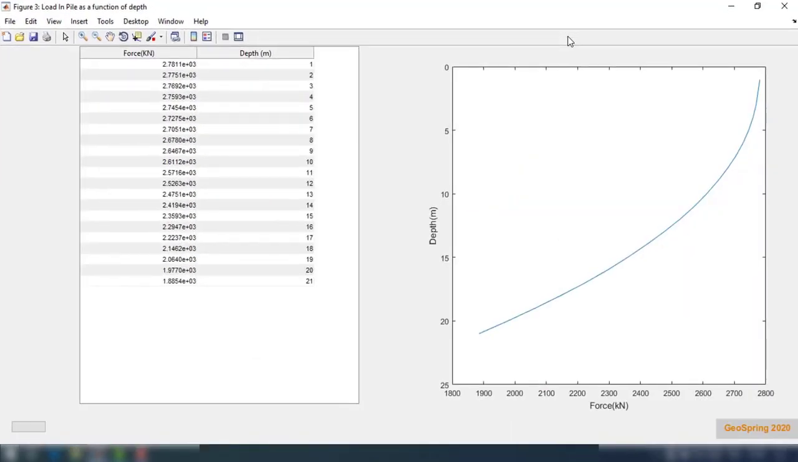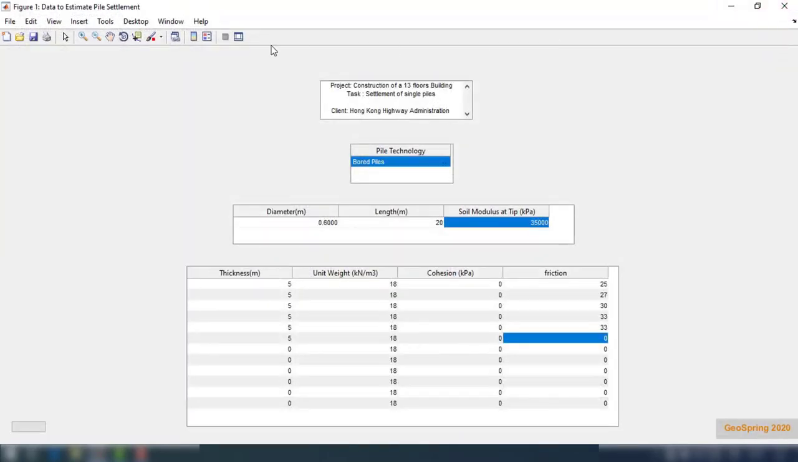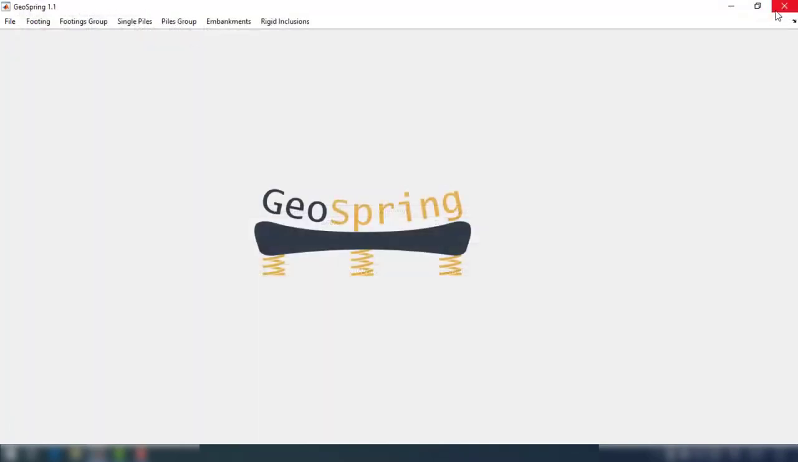And also you have here the evolution of the vertical force as a function of the pile depth. So this force at the pile head corresponds to a settlement of the pile equal to the diameter of the pile divided by 100, to be in harmony with the recommendations of Eurocode 7.